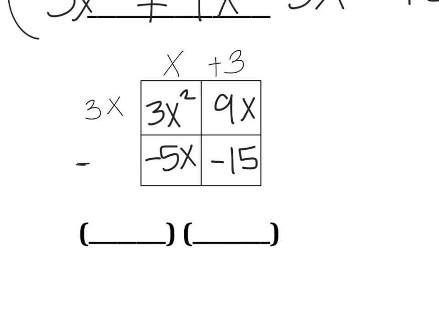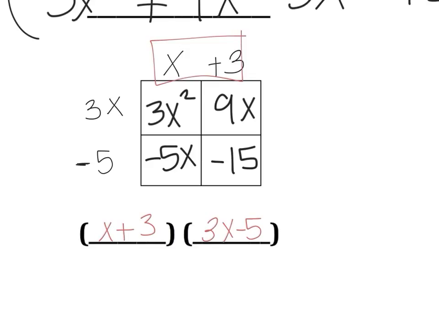Now, let's look at the numbers. 5 and 15, both of them are divisible by 5. Now, there's no x in common, so it's only 5. And I'm done. These are my two factors, x plus 3 and 3x minus 5.